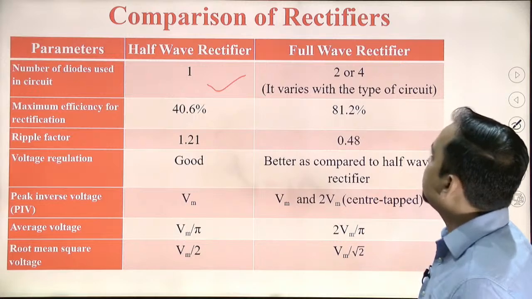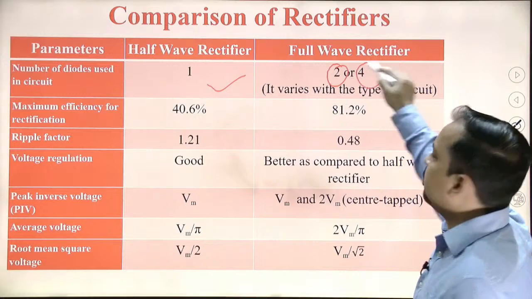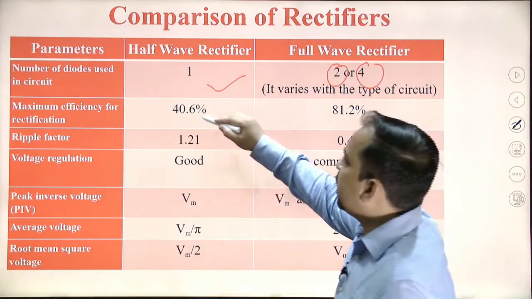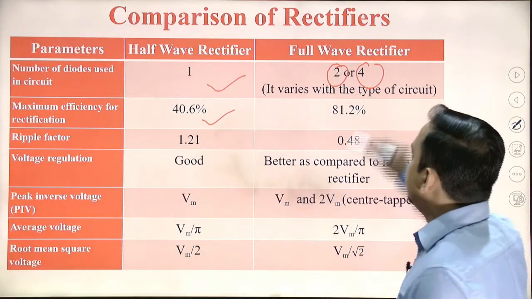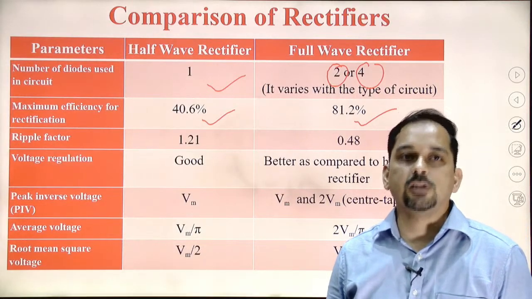If the configuration is a center type, we require only 2, whereas in a bridge circuit we require 4 diodes. The maximum efficiency we achieved in the half wave rectification case is 40.6%, whereas for the full wave rectifier we have calculated the efficiency, which is around 81.2%.